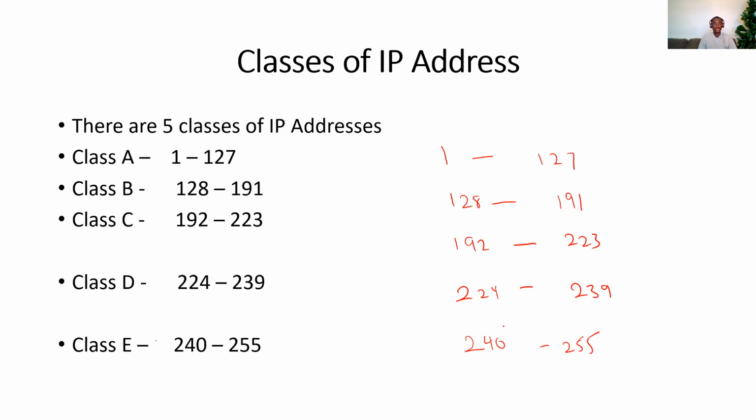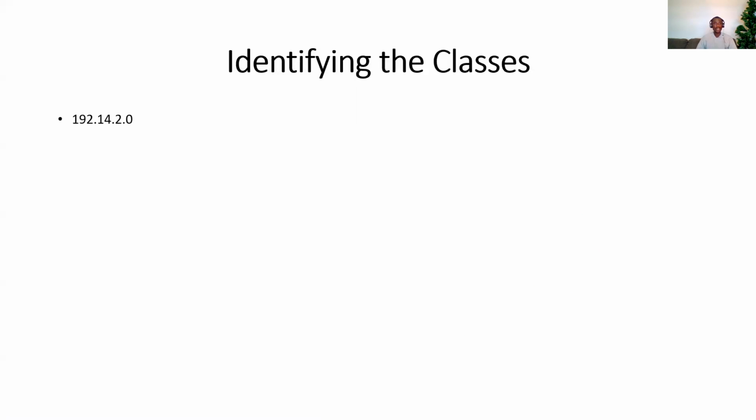So let's just move on to what the various identifications will be like. Let's look at examples of IP addresses, and then let's see whether we can find the various classes for those IP addresses. Now, we have a typical example on screen. We have 192.14.2.0. In order for you to identify the class of this particular IP address, the first thing you have to take note of is the first number. And in this case, our first number is 192.